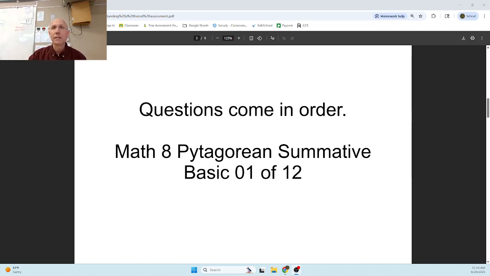It would say Math 8, which tells me what class the test question is for. Pythagorean tells me the unit. Summative tells me the type of test it is. And then it says basic 1 of 12. So I know there are 12 questions on the test. This is question 1. It's a basic question. So as the students are taking a test, they can just read at the very top if it's a basic question, proficient, or advanced.